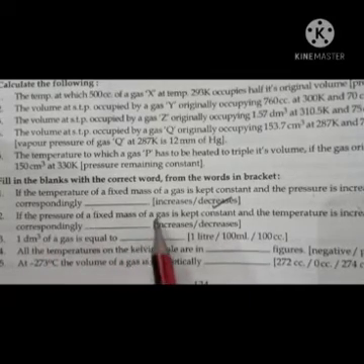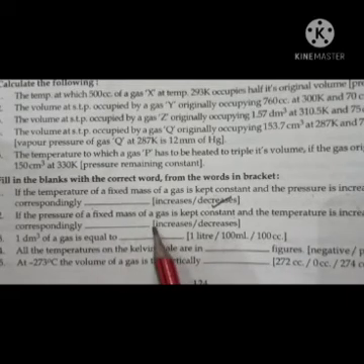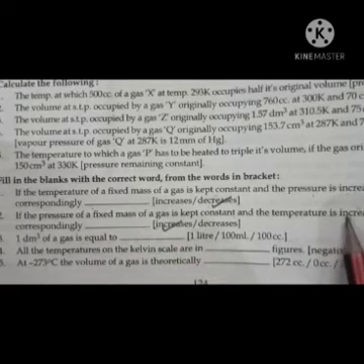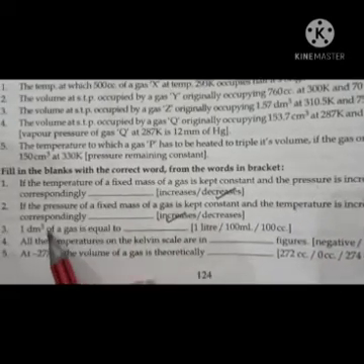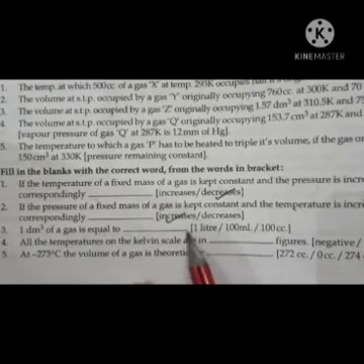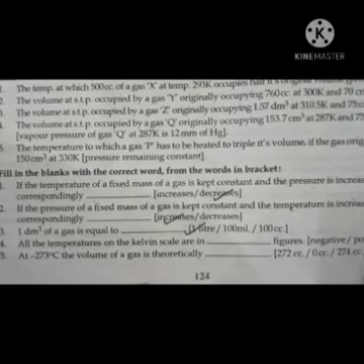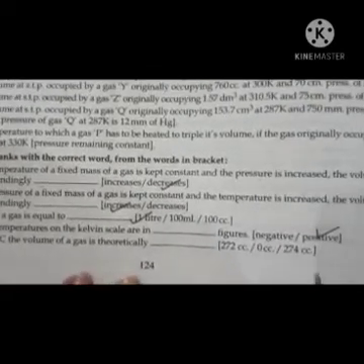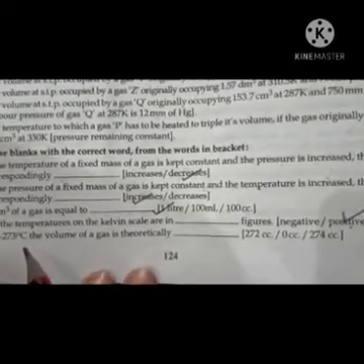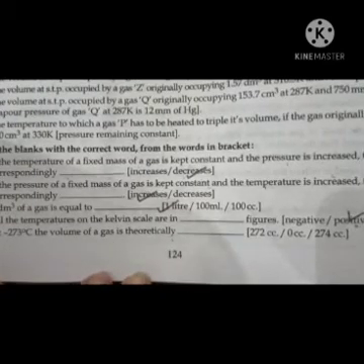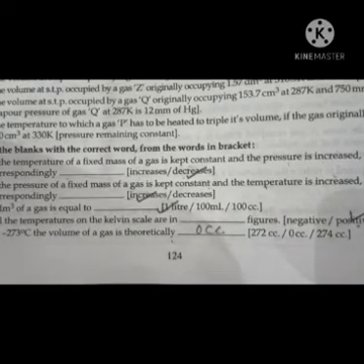If the pressure of a fixed mass of a gas is kept constant and the temperature increases, the volume also increases, because V is directly proportional to T at constant pressure. Now, 1 cubic decimeter of a gas is equal to 1 liter, and all temperatures on the Kelvin scale are positive figures. At minus 273 degrees Celsius, the volume of a gas is theoretically 0 cc. Okay, thank you children.